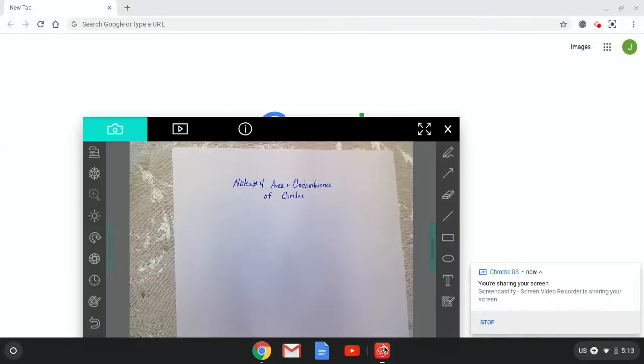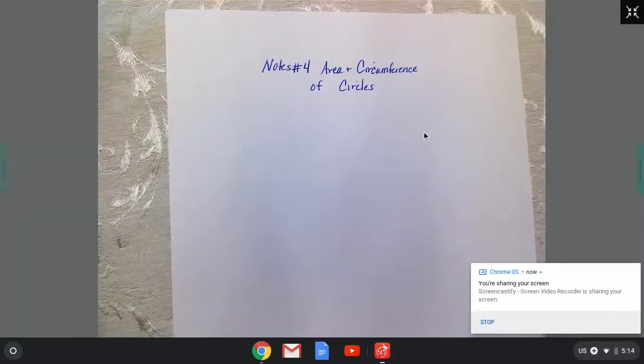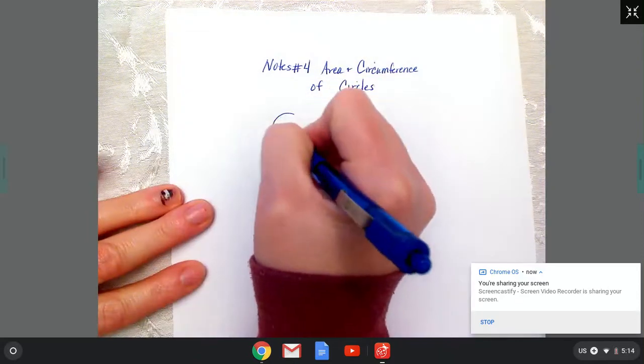Hello guys, coming to you with notes number 4 on area and circumference of circles. We're going to first do this with the calculation for pi, 3.14, and then later I'll show you how to leave your answer in terms of pi. So you will still be using Desmos with the circle.